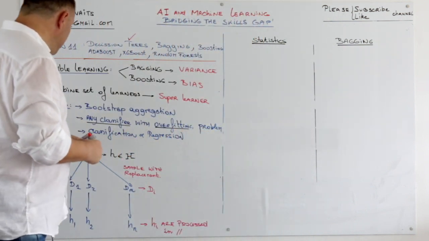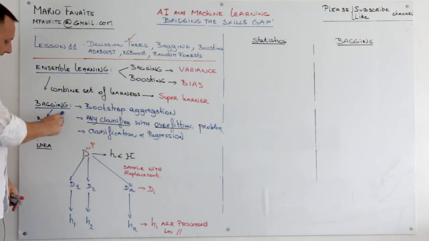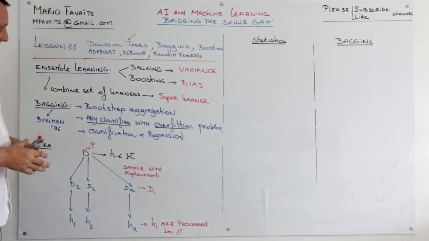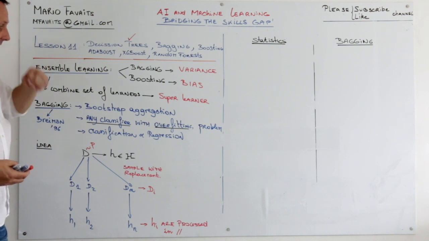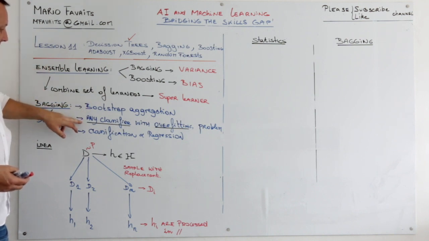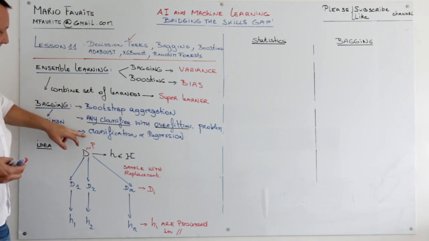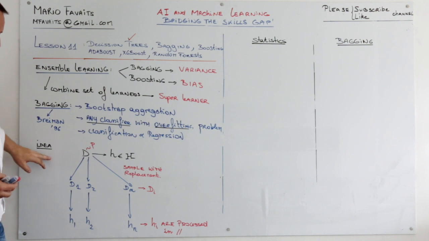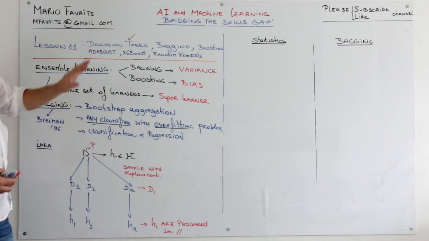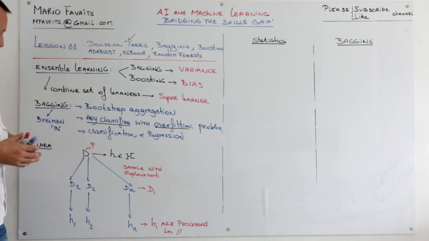So let's start with bagging. Bagging was invented by Breiman in '96, and it's called bootstrap aggregation. I will explain later what it means. It can be used on any classifier with an overfitting or a variance problem, and it can also be used for regression. So let me develop the idea and make an analogy with statistics.